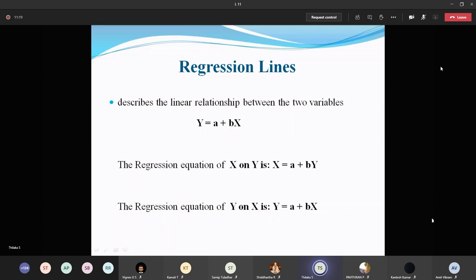Just listen, the regression equation of x on y is capital X is equal to a plus small b into capital Y. Likewise, the regression equation of y on x is capital Y is equal to small a plus small b into capital X. So here we have two regression lines. One is of x on y, and the other one is of y on x.